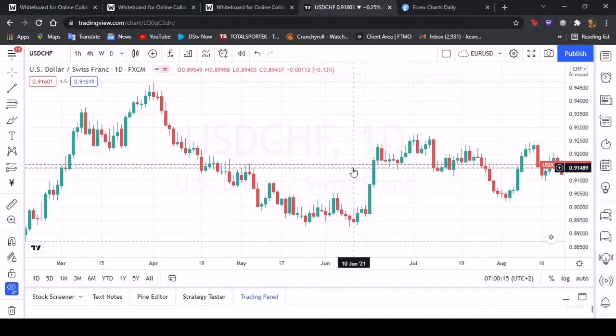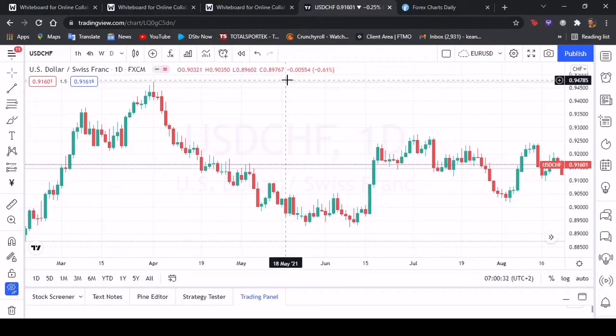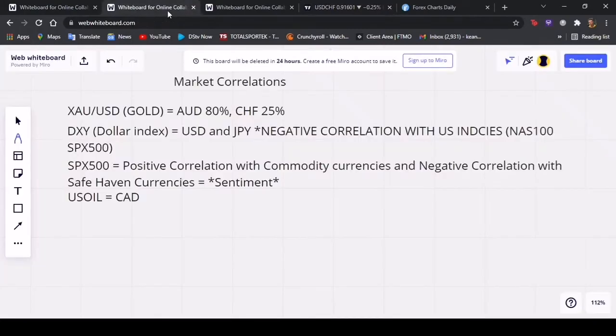We're not going to do like 10 sets. We're going to just do one, because we don't have time for that. But you are encouraged to check this out by yourself, and you can always message me in the group and I would always respond. So we've seen the correlation it has with gold, with CHF and AUD, and with USD. Okay, so let's look at something else.